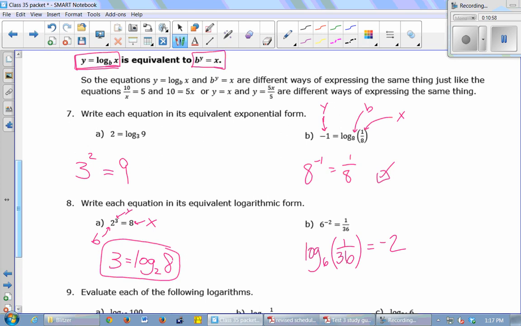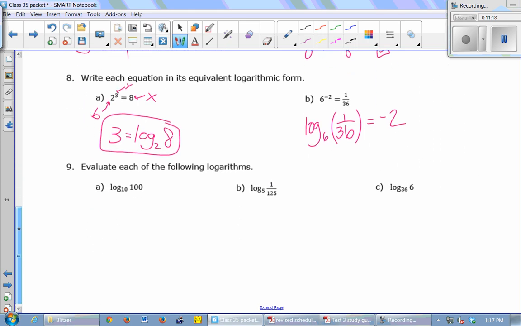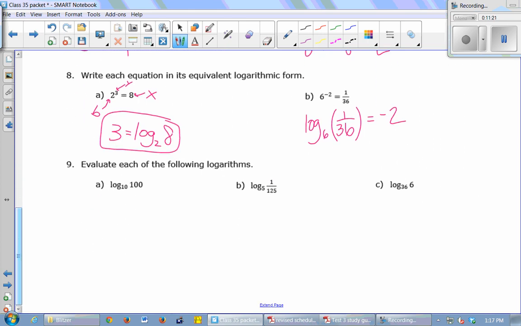So there's nothing super conceptual right now. All I'm doing is introducing this new definition of what it means to be a log. It's the inverse of an exponential, and we're just doing some symbolic manipulation, switching things around to create equivalent equations. All right, so now we're going to evaluate each of these logs, and it can make it easier to write an equivalent exponential equation to answer a log question.